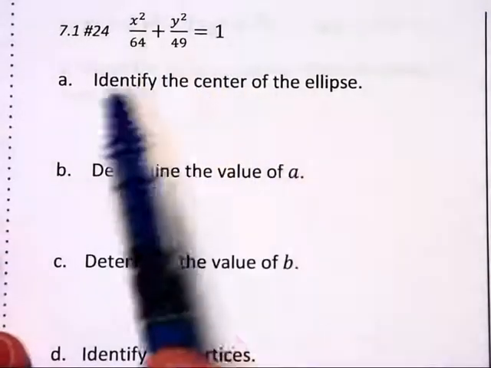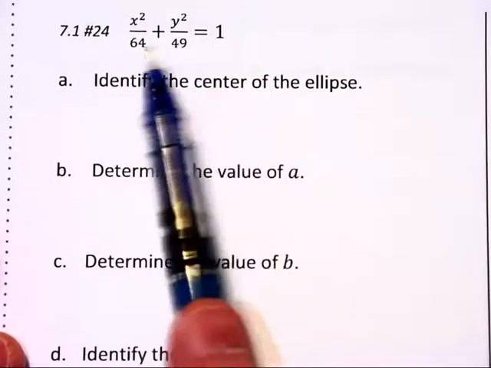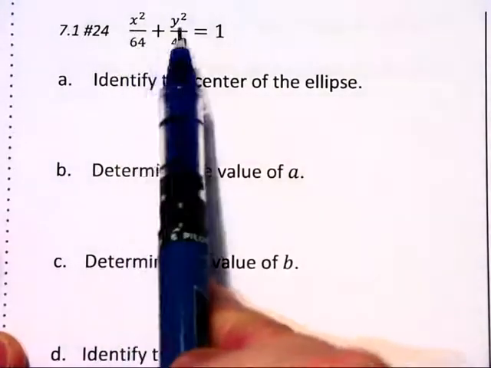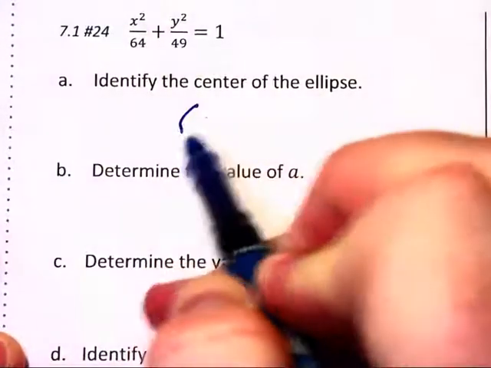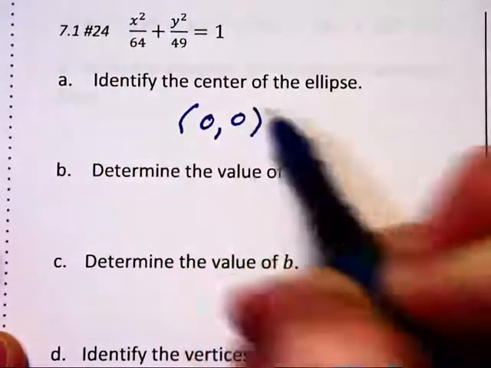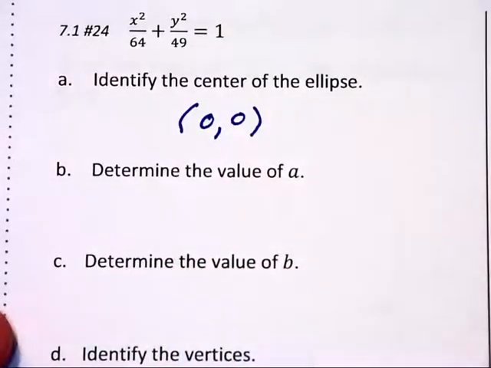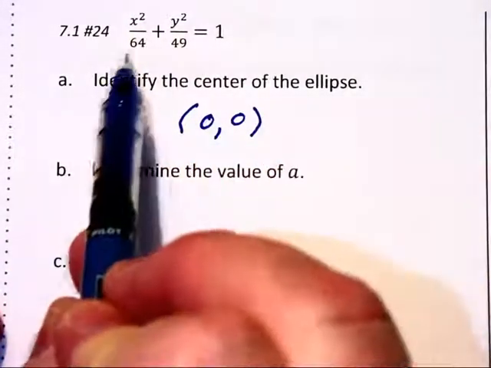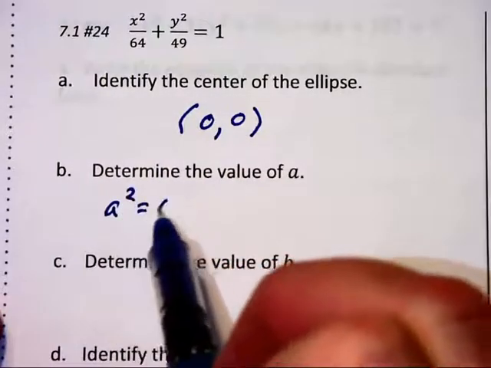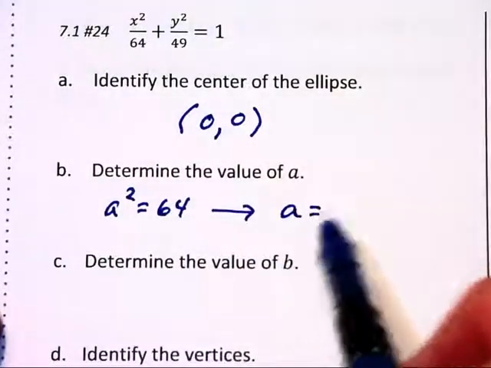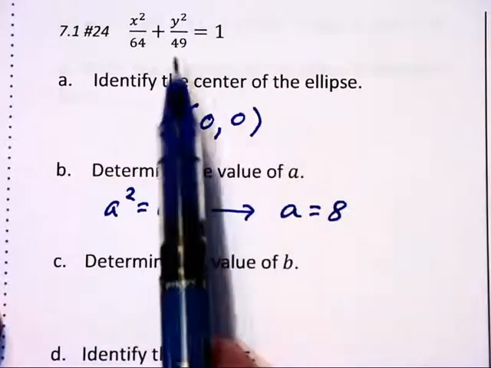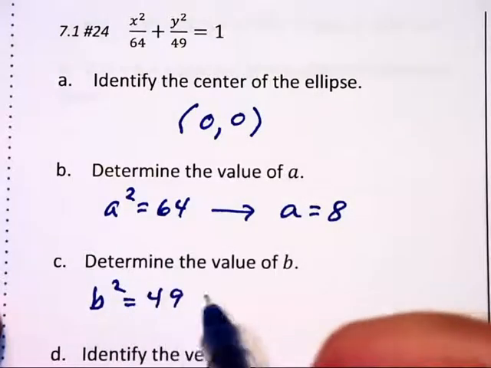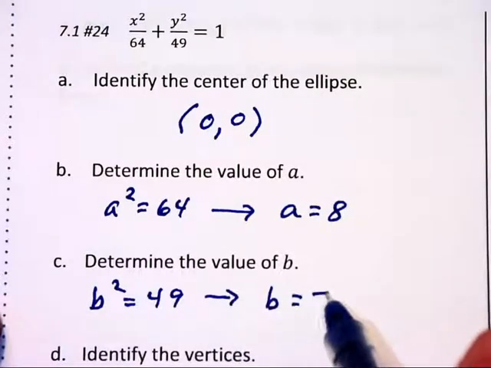Okay, with this problem, we see x squared plus y squared equals 1 with two different denominators. That tells us this is an ellipse. We notice no values of h and k up in the numerator, so we know that the center for part A is located at the origin, (0, 0). A is always going to be found by looking at the larger denominator. Our larger value is 64, so a squared is 64, which implies that a is going to equal 8. And b squared is the smaller denominator, which is 49. Since b squared is equal to 49, that tells us that b is going to equal 7.